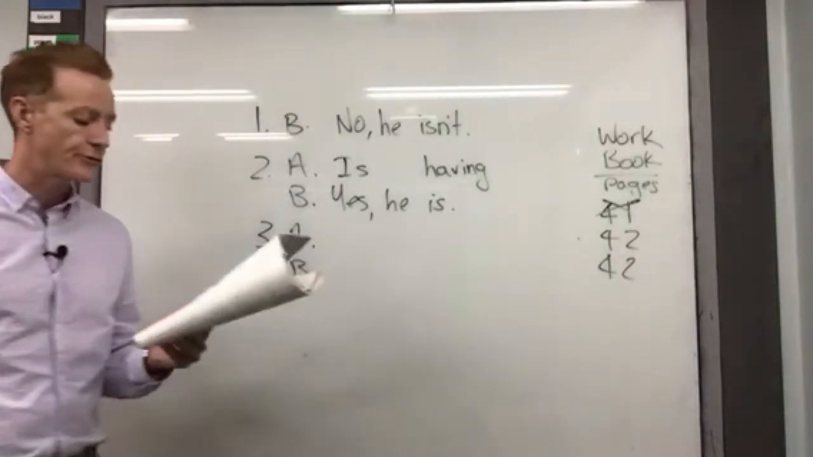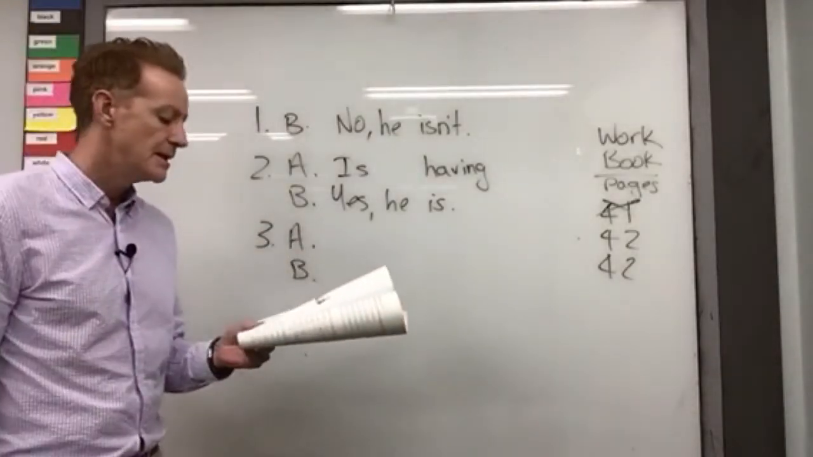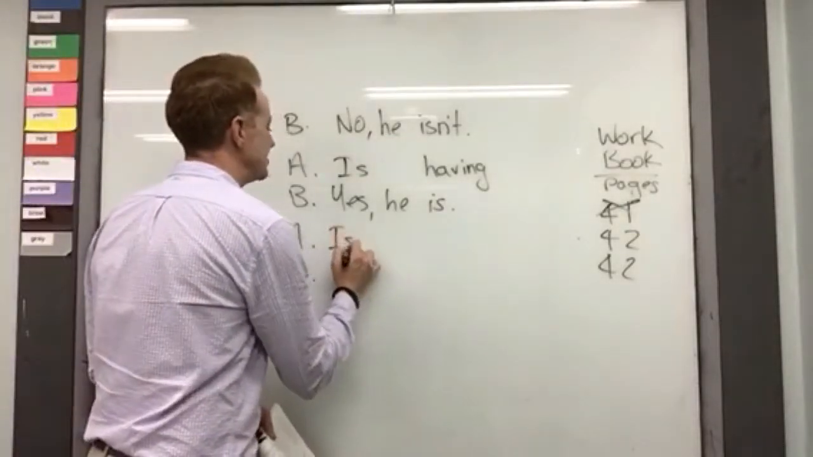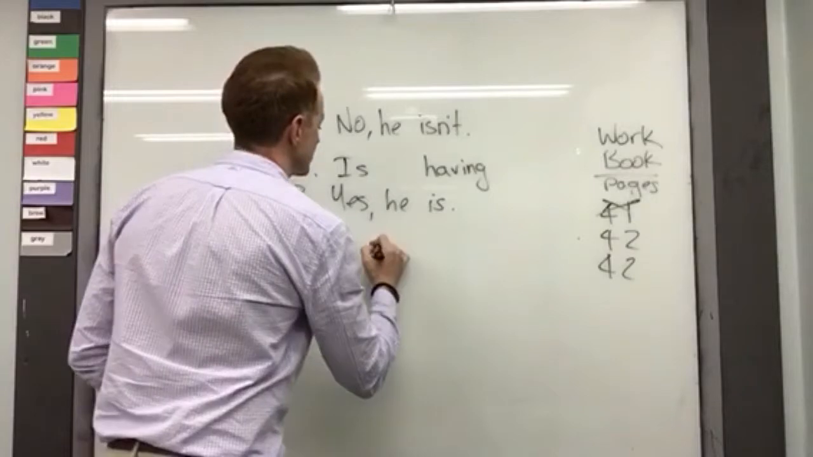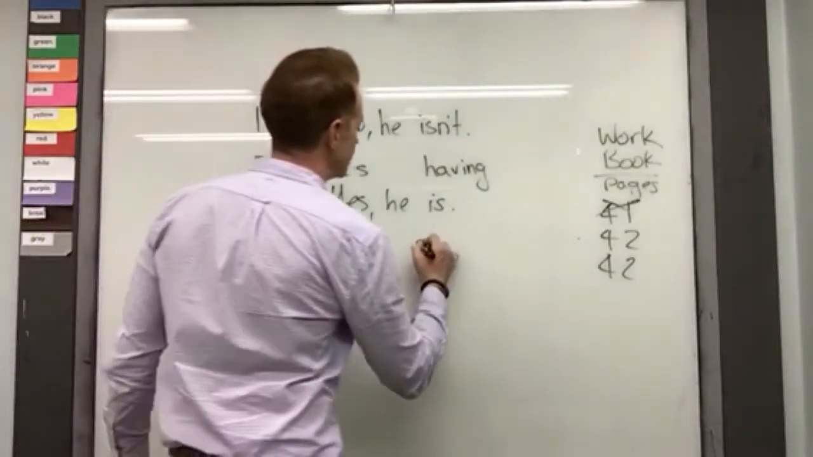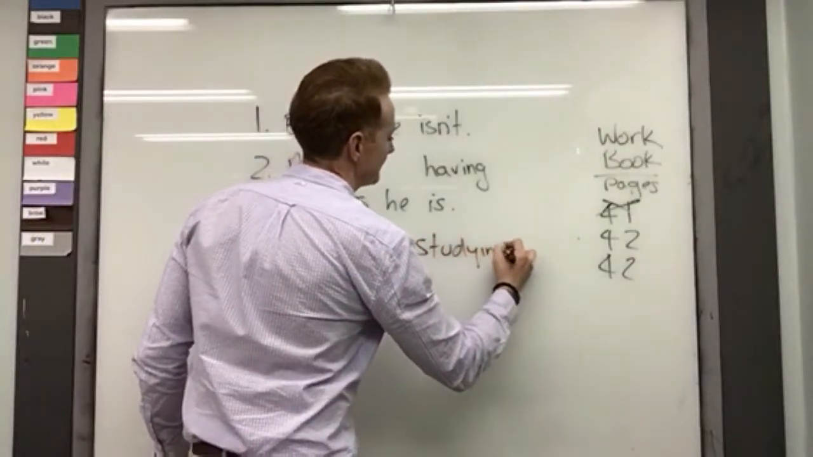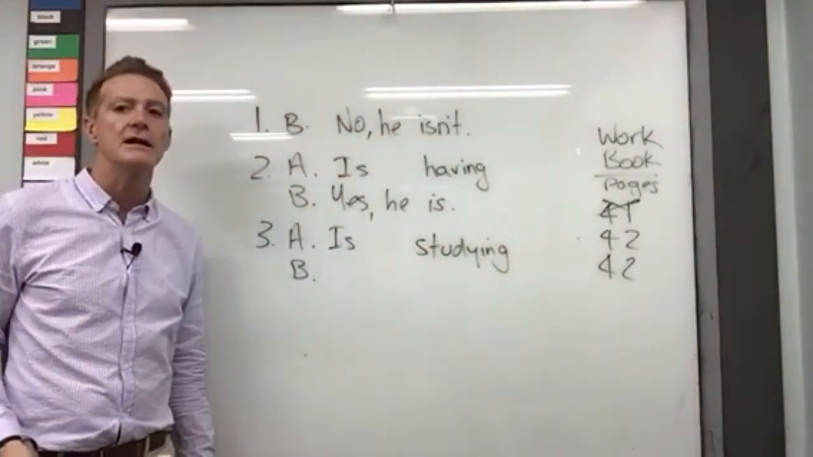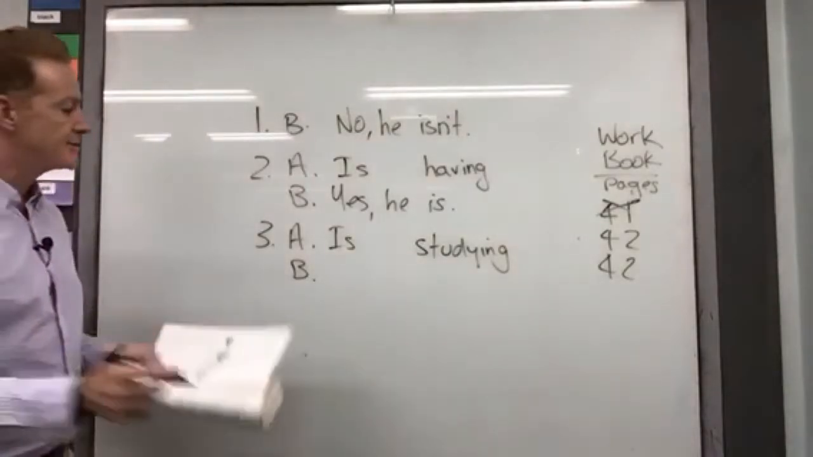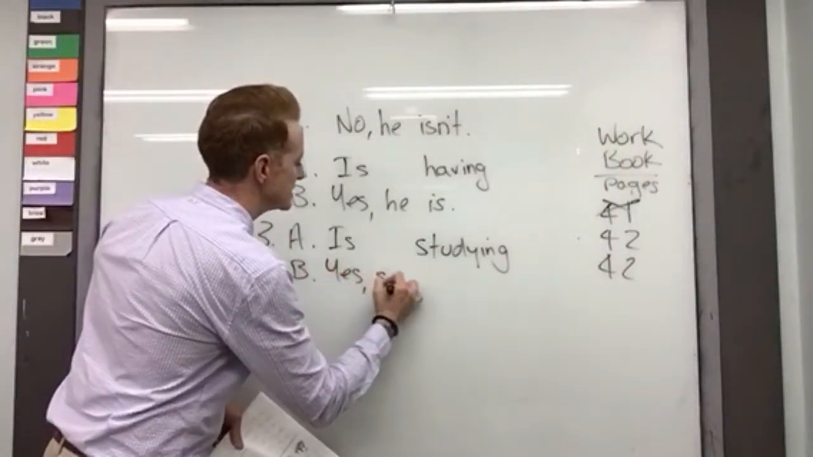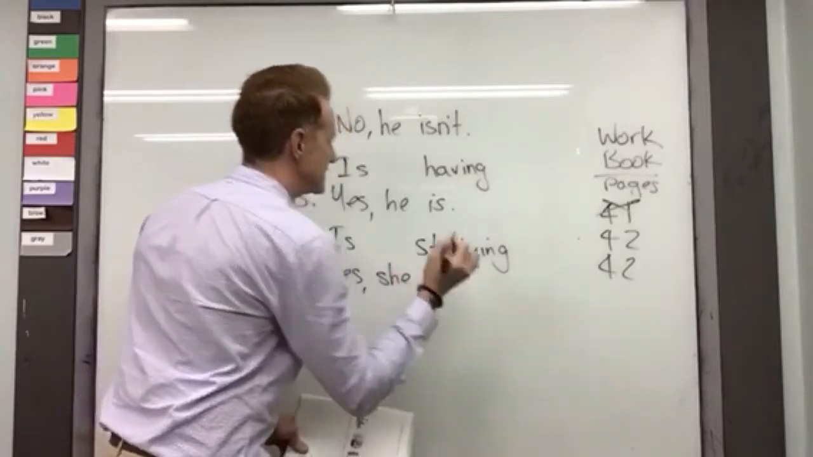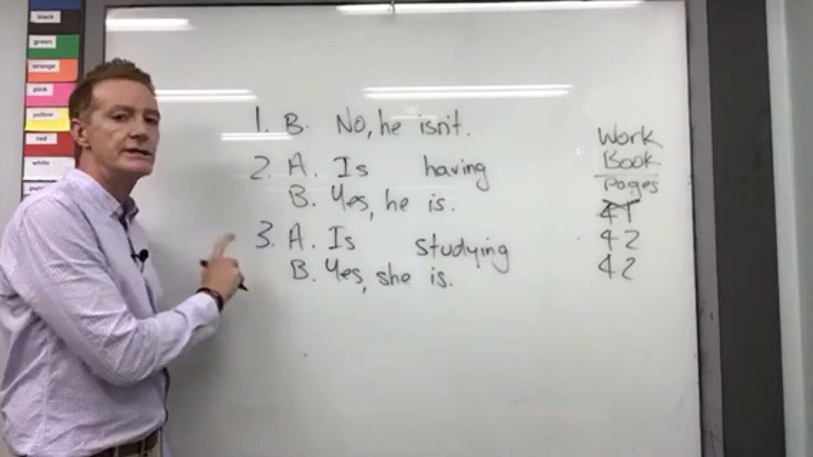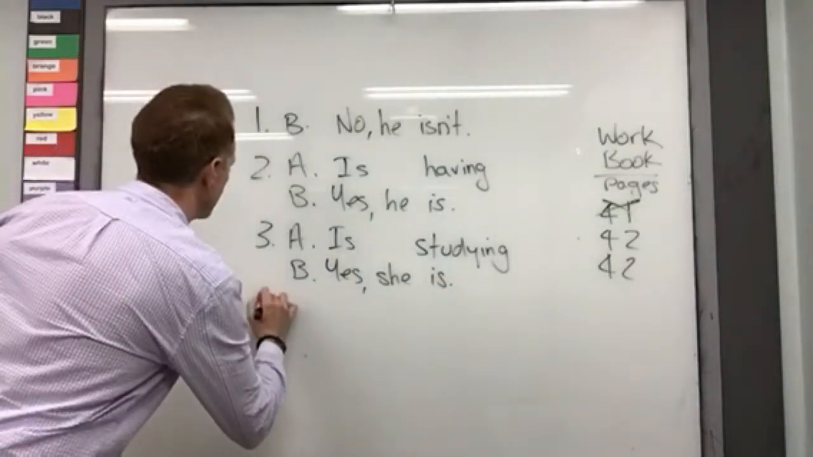All right, let's do number 3A, and it is study. Is Michelle studying for the test now? So is, because Michelle is only one person. So is Michelle studying for the test now? Answer, yes. Michelle is a girl, so she is. Yes, she is.